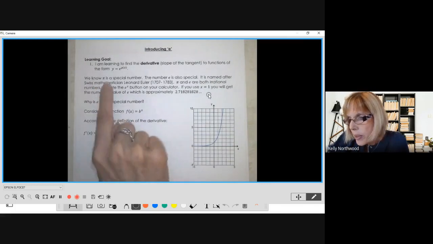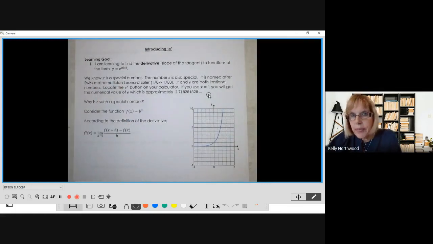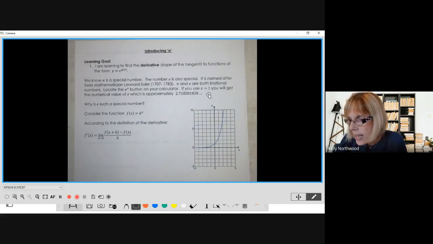E is a number, so we know pi is a special number. The number e is also special. It's named after Swiss mathematician Leonhard Euler, who was alive between 1707 and 1783. Pi and e are both irrational numbers.